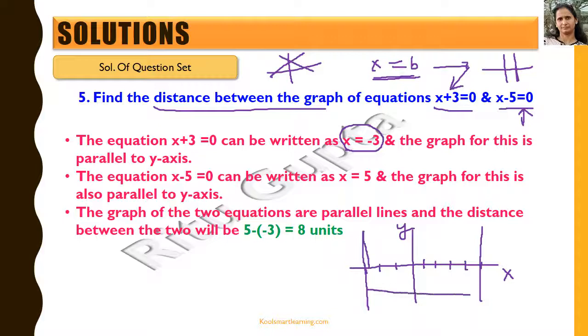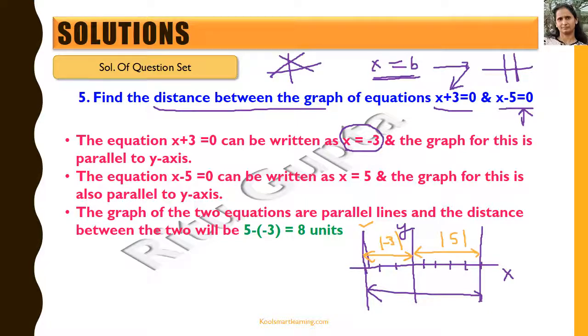So now we need to find out the distance between these two parallel lines, and we know that the distance of x plus 3 equal to 0 is this, which is 3, which we said is mod of b, where mod b is the distance between the graph and the y-axis. So in this case, mod of minus 3, which is 3, and the other line, x minus 5 equal to 0, is mod of 5 distance, which is 5 units away from the y-axis.